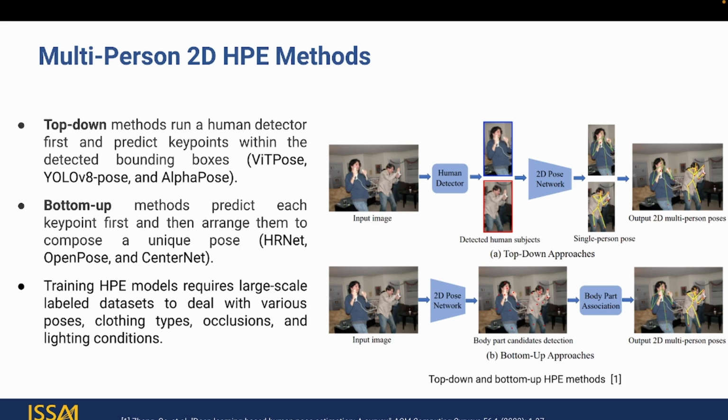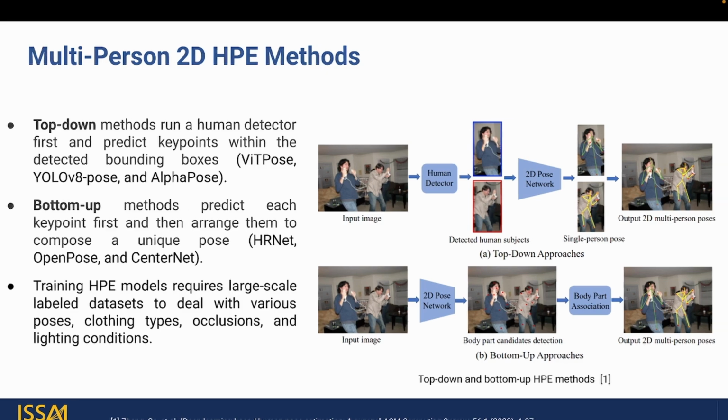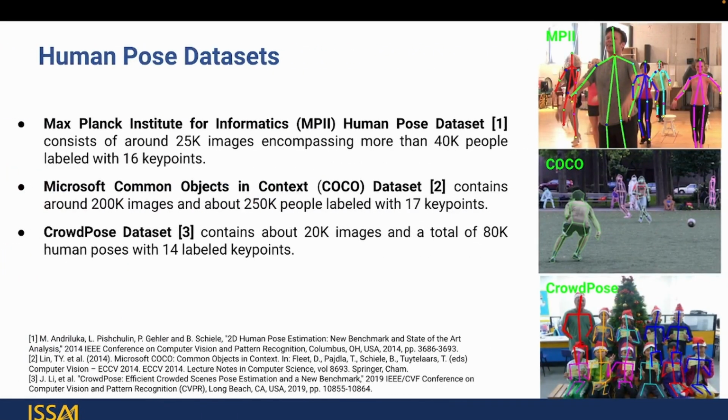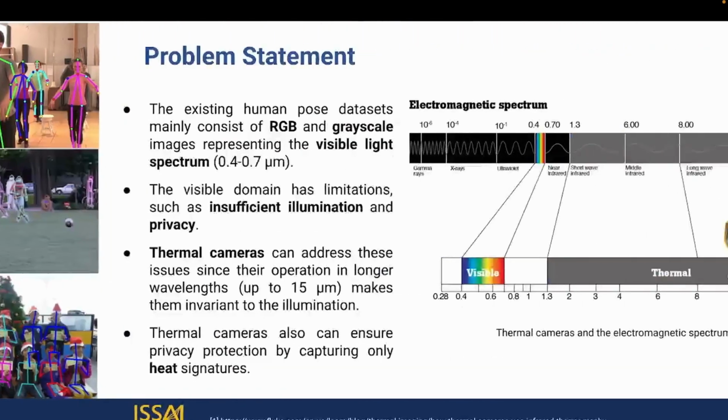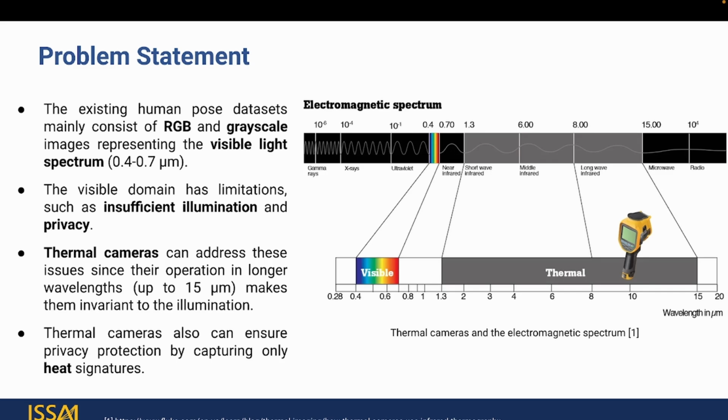To train these HPE models effectively, it's crucial to use large-scale labeled datasets. These datasets must contain a wide variety of poses, clothing, depths, occlusions, and lighting conditions to ensure robust and accurate pose estimation. There are three key datasets: the Max Planck Institute for Informatics Human Pose Dataset, the Microsoft Common Objects in Context COCO dataset, and the CrowdPose dataset. They feature RGB and grayscale images which capture the visible light spectrum. However, this visible domain encounters challenges like poor illumination and privacy concerns.